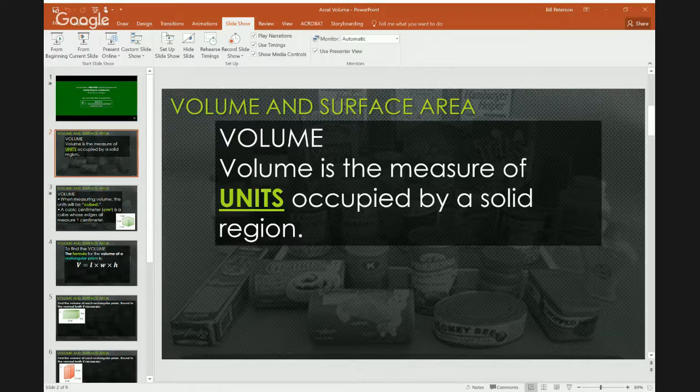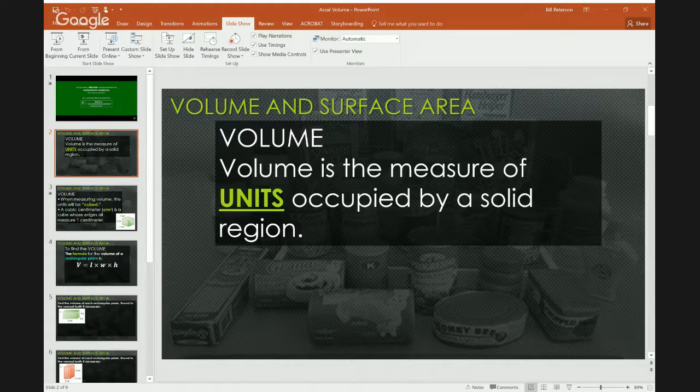Volume is equal to 7.5 times 2 times 4. In order to find the volume, let's multiply these together. 7.5 times 2 times 4 equals 60. We have to make sure we have a label here. We're measuring this in inches cubed.